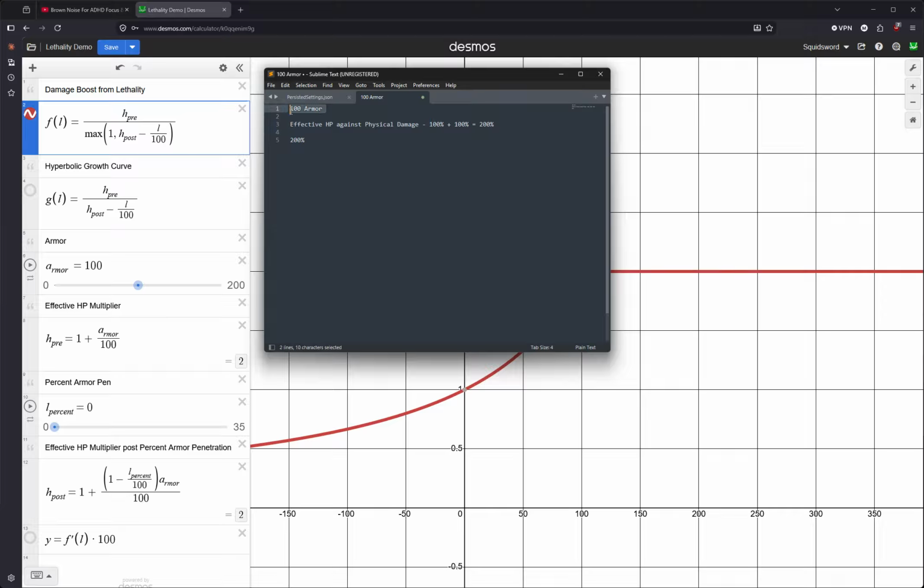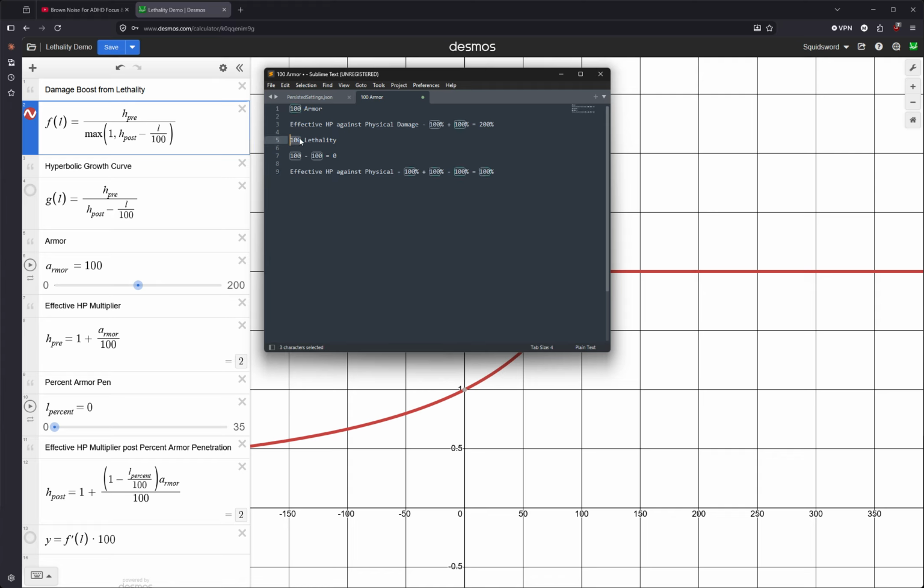So what does lethality do? Lethality gets rid of armor. So let's say I have 100 lethality. Well, that would get rid of 100 armor. 100 minus 100 is 0. So now your effective HP against physical of the target you're hitting is going to be 100%. It would have been plus 100 by the armor, but it gets subtracted by lethality, and now we're back to 100%. And so you actually are going to be taking double damage. You lost half of your effective HP.